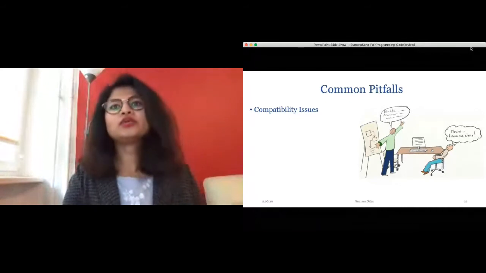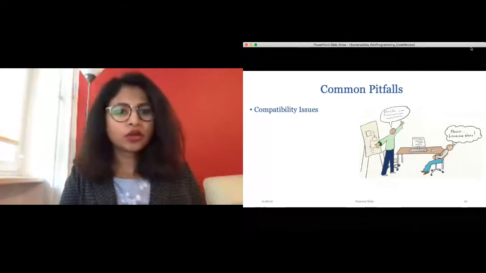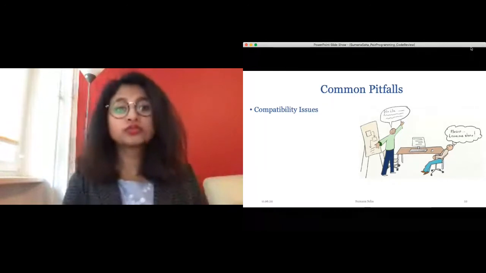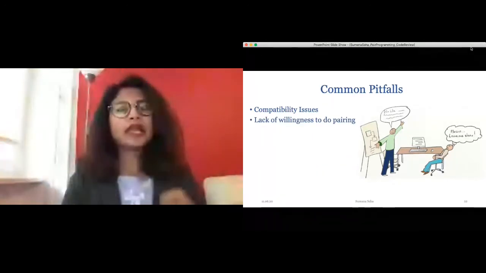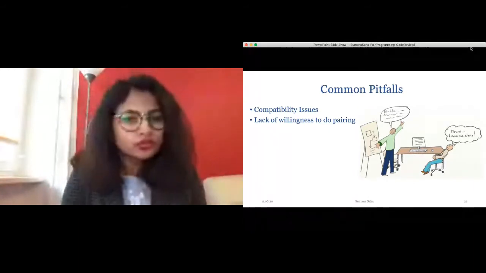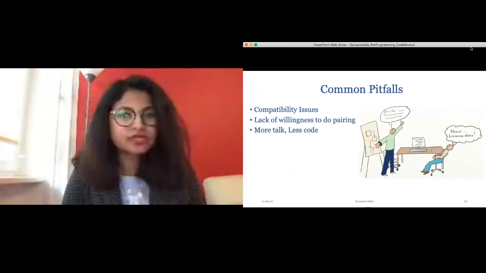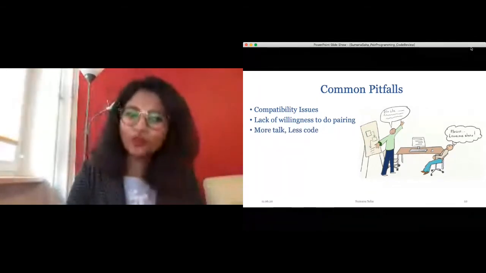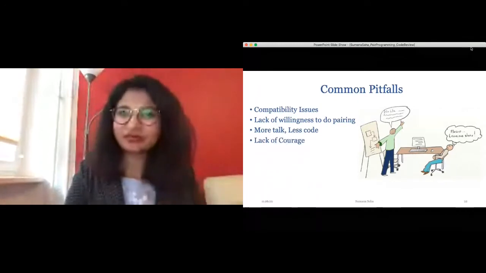So that means you can understand that I am not really compatible with my team member. That could be one issue that may go wrong. Then the lack of willingness. Whenever you are not compatible, you're not really willing to do the pair programming, for obvious reasons. Then sometimes if they are friends, they will talk more than code. So this could be a problem.